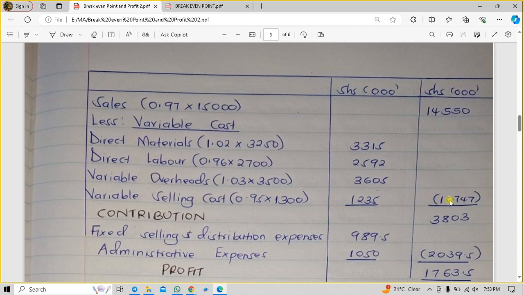So the total variable cost is 10,747. So we'll take the sales, subtract the total variable cost for us to get the contribution. I want us to be able to calculate profit, and then if you have a question you can always ask. So we have our contribution here, sales minus variable cost. After we get our contribution, we are going to subtract the fixed expenses. Contribution minus fixed expenses is going to give us the profit.